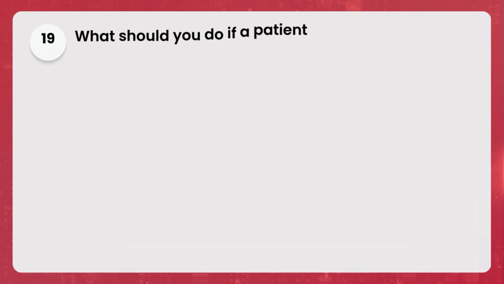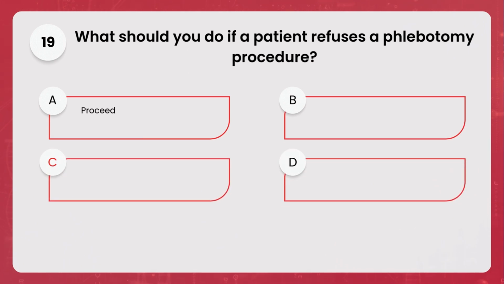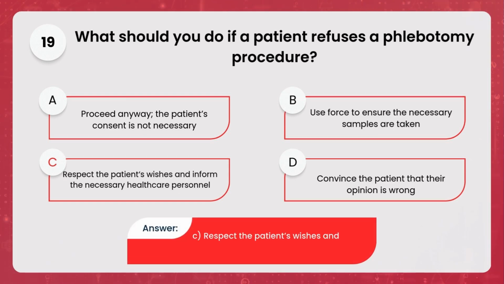Number 19. What should you do if a patient refuses a phlebotomy procedure? A. Proceed anyway. The patient's consent is not necessary. B. Use force to ensure the necessary samples are taken. C. Respect the patient's wishes and inform the necessary healthcare personnel. And D. Convince the patient that their opinion is wrong. The answer is C. Respect the patient's wishes and inform the necessary healthcare personnel.